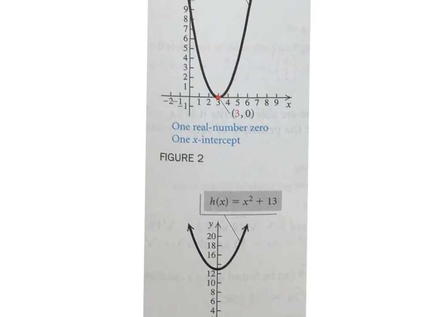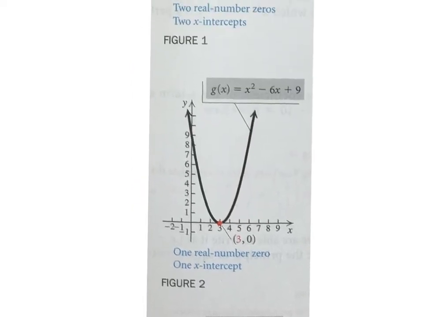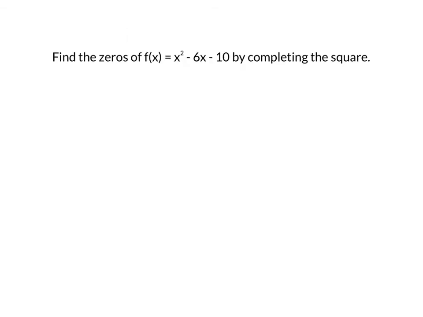The other case is, what if the parabola's up here, or below it and opens down, but there's no x-intercepts at all? If that happens, that means there's no real zeros, which means your solutions are going to be imaginary. So you're going to have i's in your answer if that's the case. So three kinds of answers: either no real solutions, which means there are 2 imaginary ones, 1 real solution, or 2 real solutions.